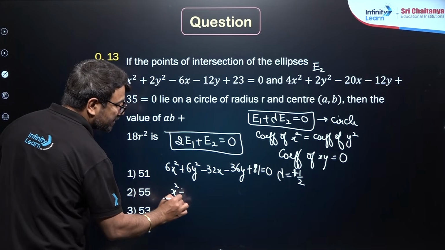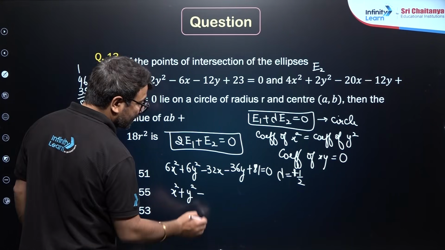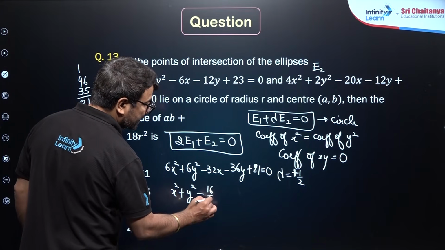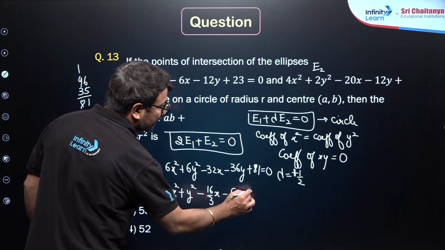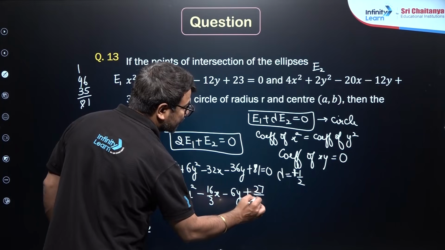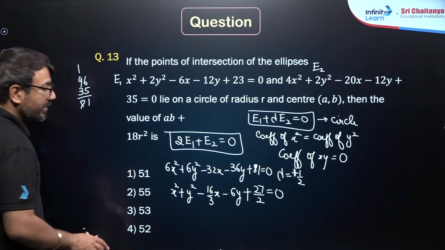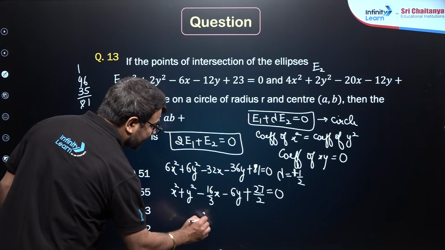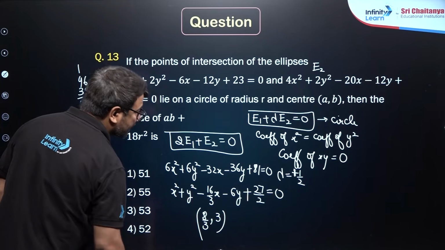Now if you take 6 common, x square plus y square, here you will have 32 over 6, so that will become 16 by 3 x. Here you will have 36 over 6, 6y. Here you will have 81 over 6. So you'll cancel the factor of 3, 27 by 2 equals 0. Now bache, if you ask me the coordinate of the center, I will write here 8 by 3 and I will write here 3. So this is a comma b.